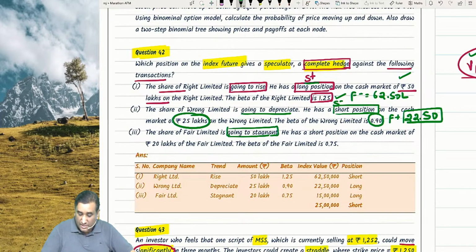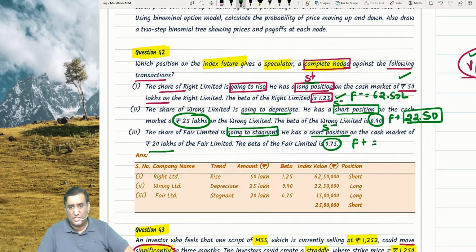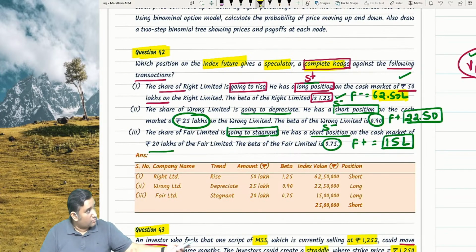And the next part: the share of Wright Limited is going to be stagnant. Here stagnant. He has what position? Short position, S minus, in the cash market. What you would do, 20 lakh, 0.75 F plus, how much amount? 15. Basically, what you have is 6.5 plus 20.5, F minus, F plus, F net position, F minus, 25 lakh.